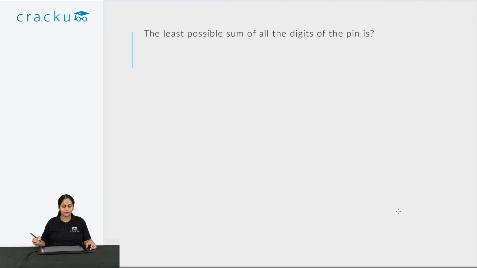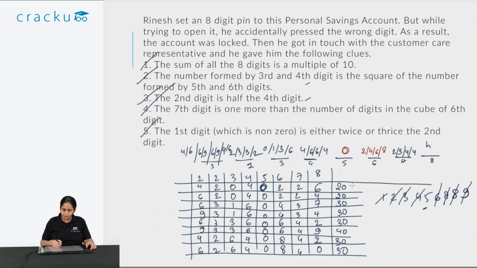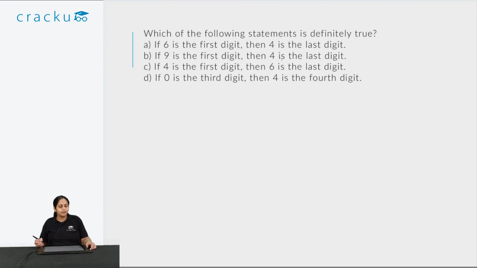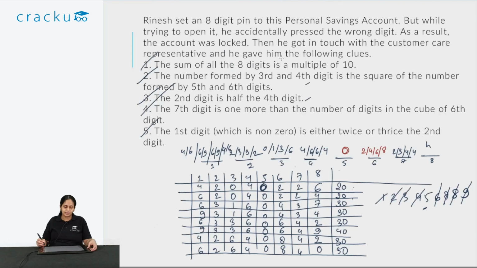Now let's go to the next question. The least possible sum of all the digits of the pin is, so we found the sums over here. So the two sums which are least are these 20, 20. So the least possible sum is 20. And which of the following statements is definitely true? If 6 is the first digit, then 4 is the last digit. Let's take a look.